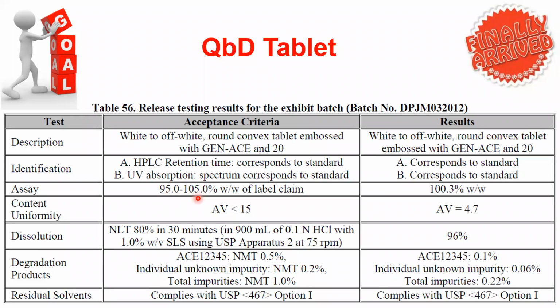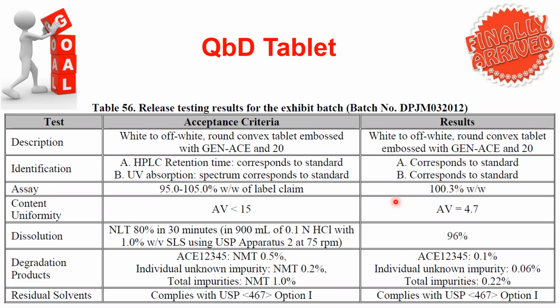So after considering these critical process parameters and material attributes, they were able to get 100% exactly. Just 0.3% is a deviation. You can understand how accurately they are getting the results now. So using the material attributes and process parameters after the optimization, they got 100% weight by weight tablet assay.